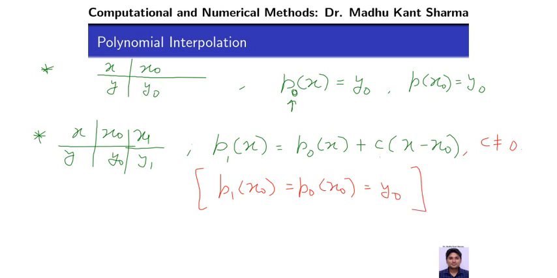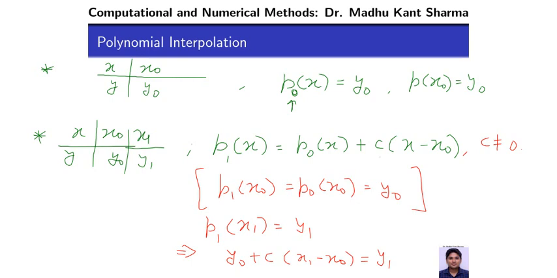Another thing is, it should match at x1 as well. So p1 of x1 must be equal to y1. The other interpolating condition is this. So p naught of x is y naught plus c times x1 minus x naught, which is equal to y1. Now this equation is solvable, so we need to determine c such that this condition is satisfied.